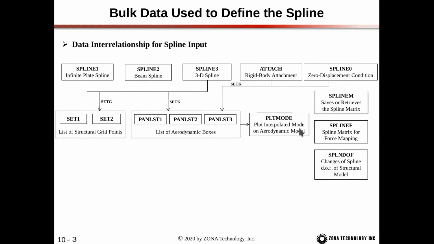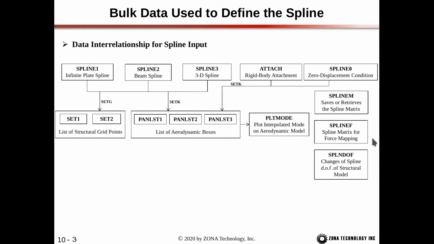Meanwhile, we have the plot mode card, which plots the interpolated mode shapes on the aerodynamic model. Then we have the SPLINEM card, which can save or retrieve the spline matrix. So after you have your model set up, you can save the spline matrix and then retrieve it on restart jobs to avoid ZEUS recomputing the spline matrix.